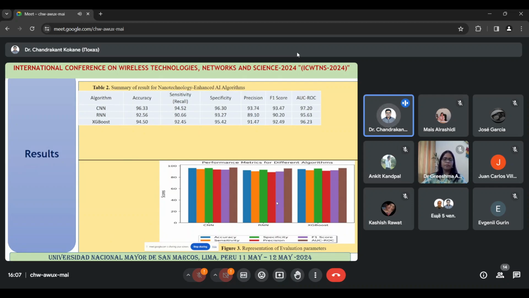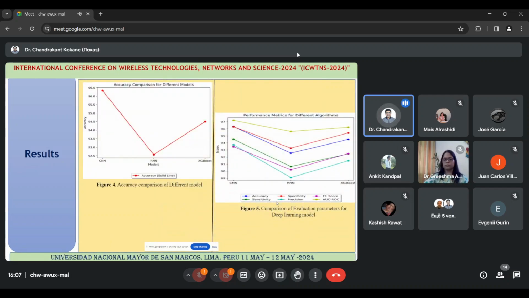So by considering these F1 scores and AUC ROC score, the CNN is performing well as the machine learning algorithm for early stage detection, as it is done with the help of images. So next we are having two different graphs. They are talking about the accuracy, and again the CNN is having near about 95% accuracy, and the second, figure 5, is having the comparison of evaluation parameters with respect to deep learning models.